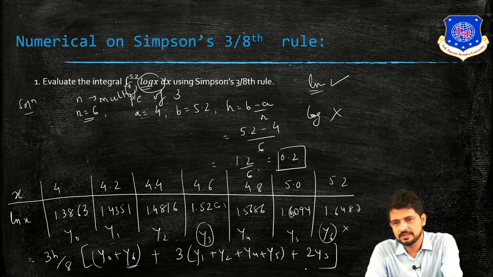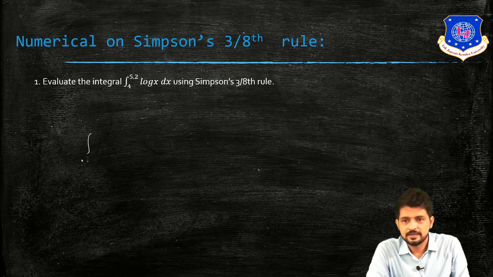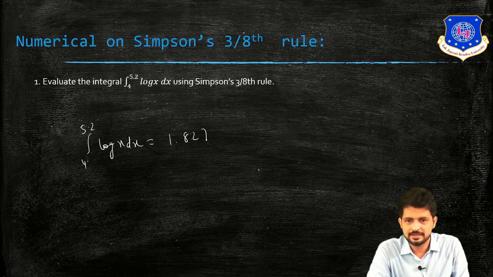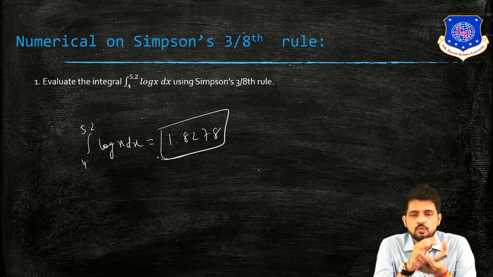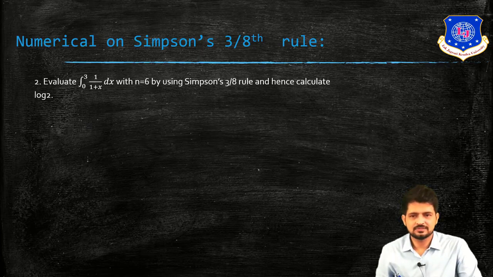So the final answer of this numerical will be integration from 4 to 5.2 log x dx is equal to 1.8278. So 1.8278 is the final answer. Okay, let us solve one more numerical on the basis of this.